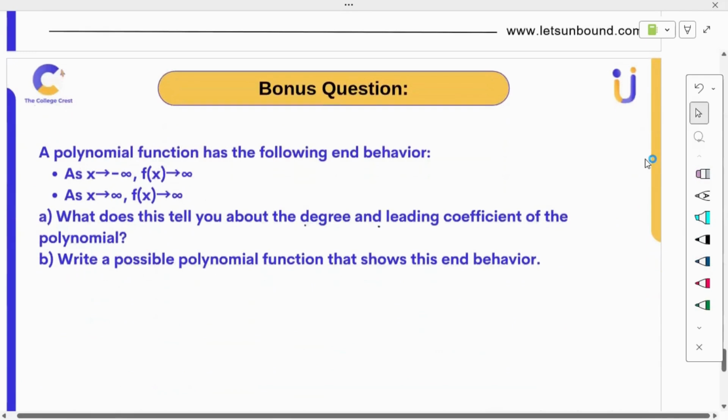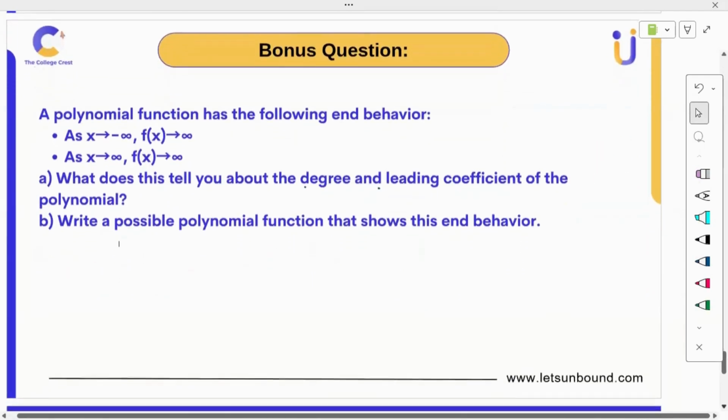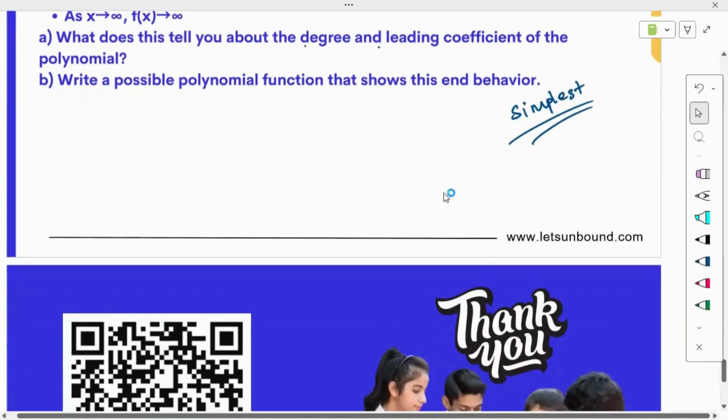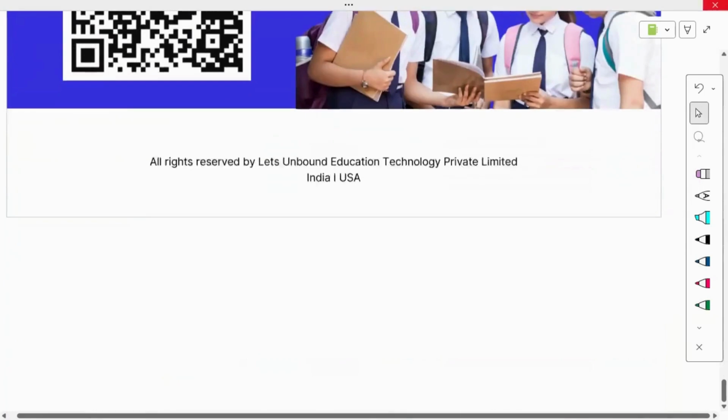Yeah, so coming to the bonus question. A polynomial function has the following end behavior. They have described it. You have to answer two questions: what does this tell you about degree and leading coefficient? And write a possible polynomial function that shows its end behavior. Try for the simplest form of a function. We can make many, but try to give the simplest possible polynomial function here. And you can drop these answers in the comments.